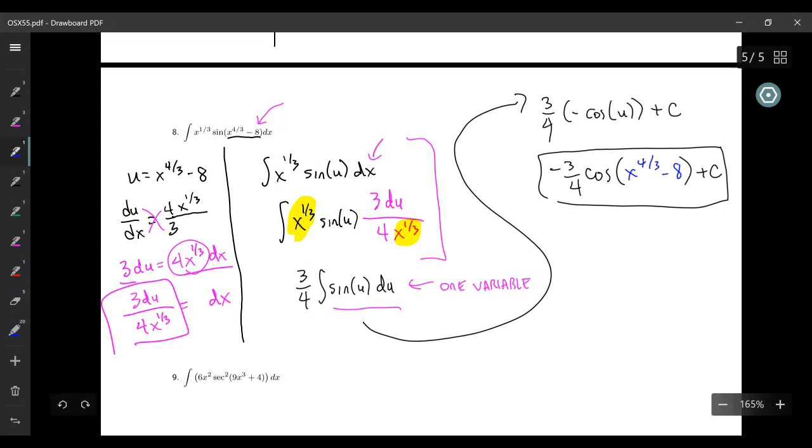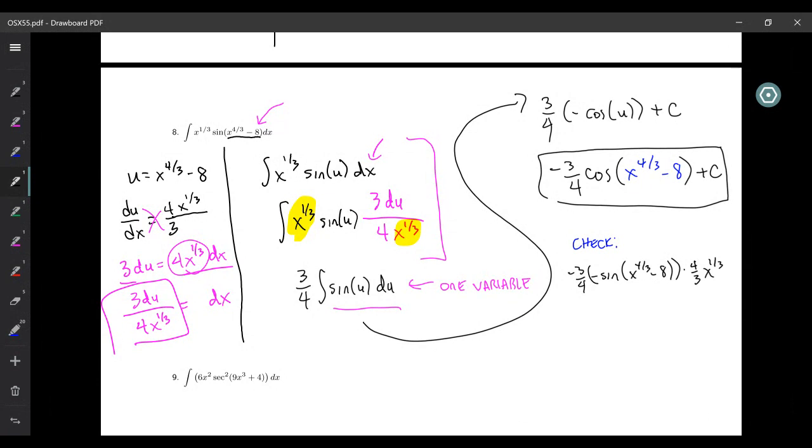All right, so now let's check our work. The derivative of cosine is a negative sine. Leave the inside alone, times the derivative of the inside, so 4/3 x to the 1/3. And the derivative of the constant is 0.